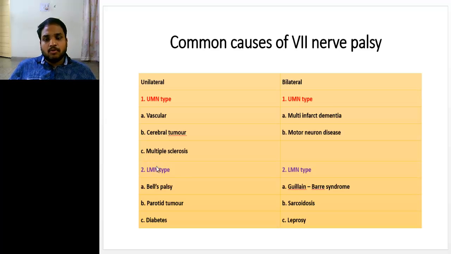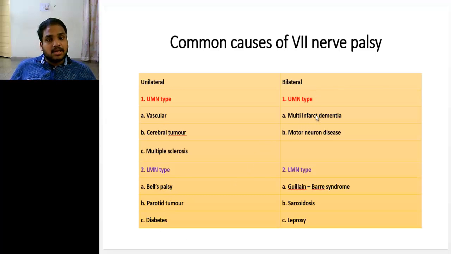And what about the lower motor neuron type? Bell's palsy, very important. Bell's palsy can cause unilateral lower motor neuron palsy, as can a tumor of the parotid gland, right? Because we have seen the relation of the facial nerve with the parotid gland. So parotid tumors, then diabetes, these all can cause the LMN type, that is unilateral.